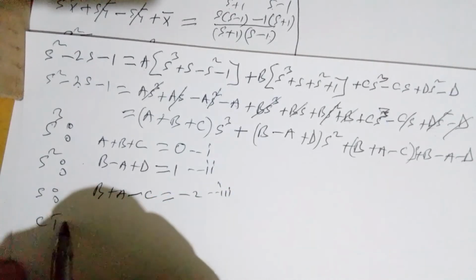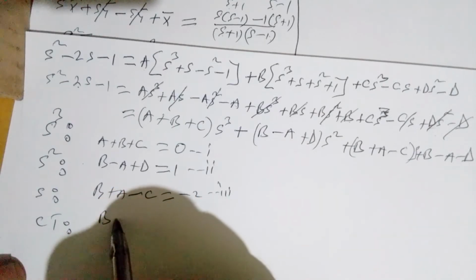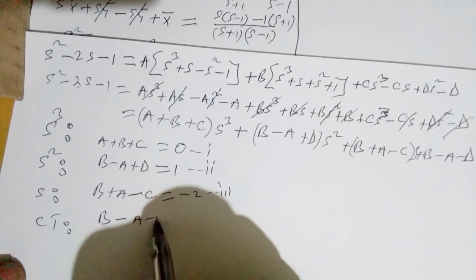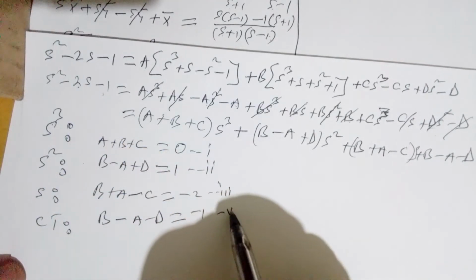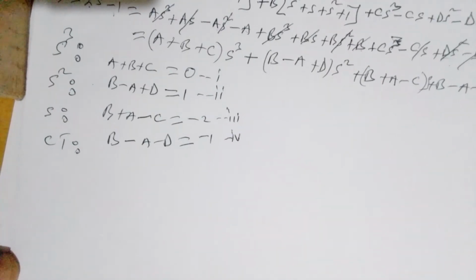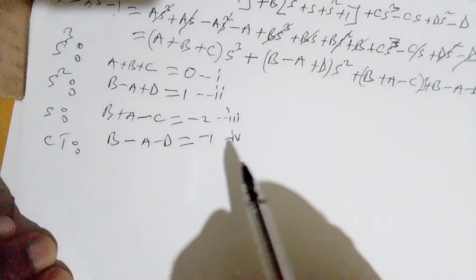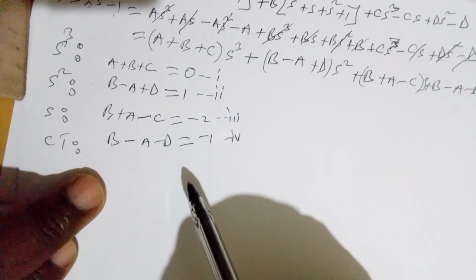Then we equate the constant terms. We have B minus A minus D equals to negative 1. Call it equation 4. So we can now solve the 4 equations to get the values of the constants.